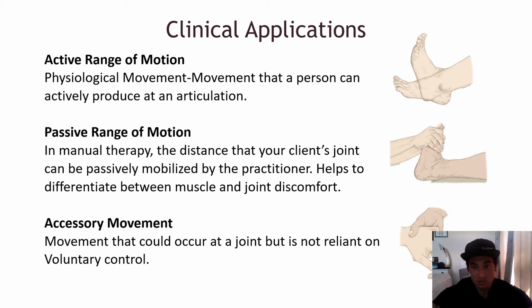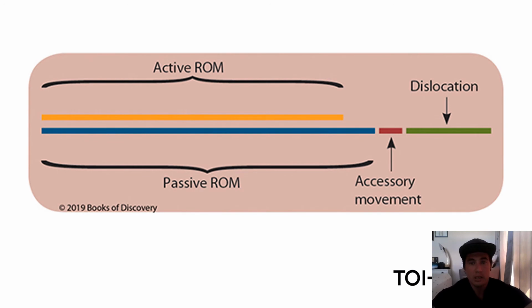If you've got excess movement in a relaxed state, then you're probably looking at some kind of damage to those ligament structures. Here's a little infographic which shows what your active range of motion is. There should be a little bit extra passive range of motion. There should be a little bit of accessory movement, and then outside of that is when there is injury, dislocation. So we're outside of that normal range.